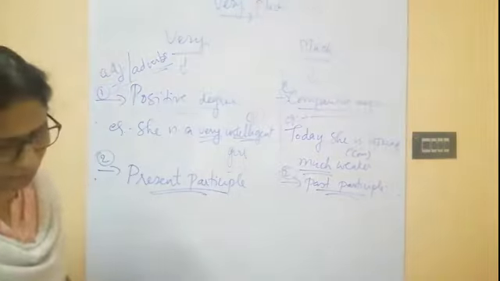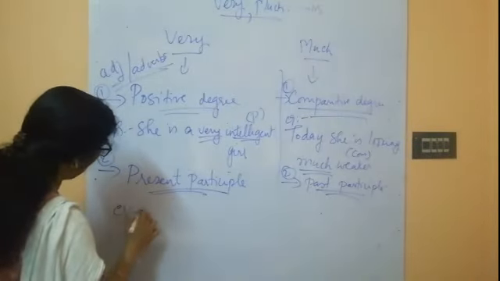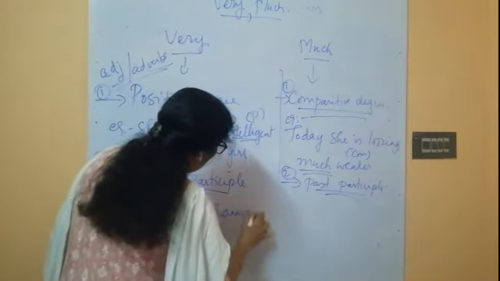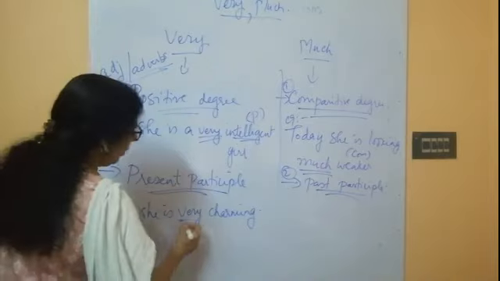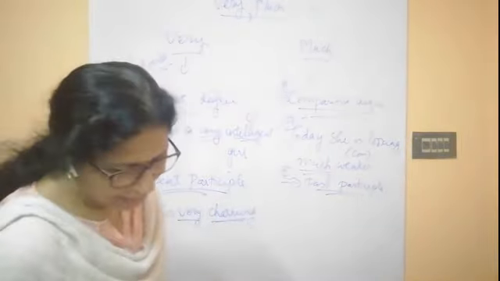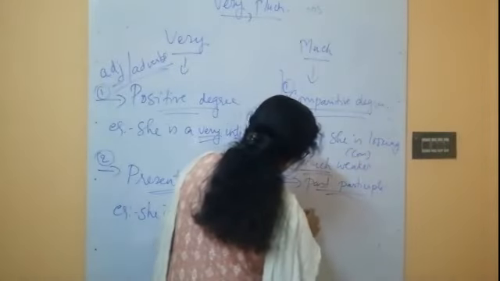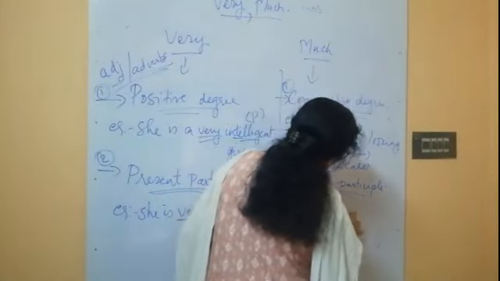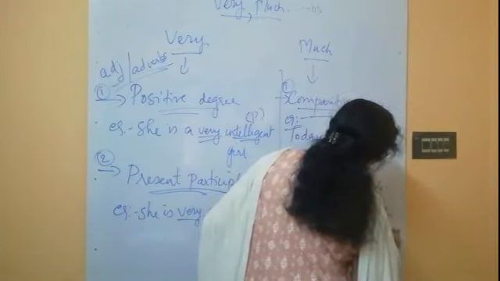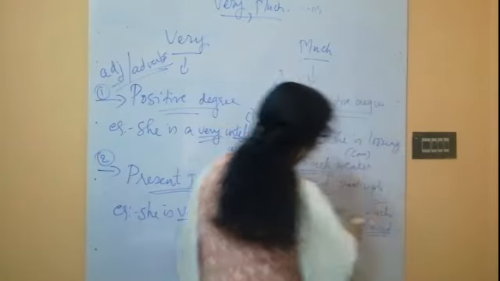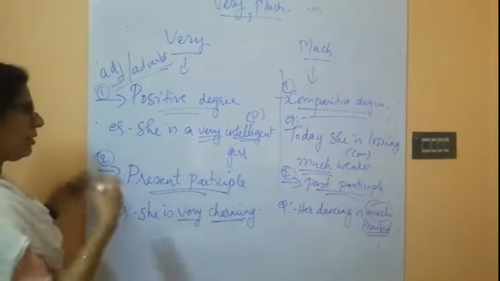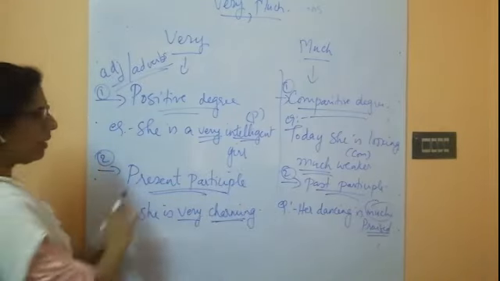And example: she is very charming. Very is used for present participle. And next one, her dancing is much praised. Past participle, and much is used. From this example, it is very clear. No need for any further explanation.